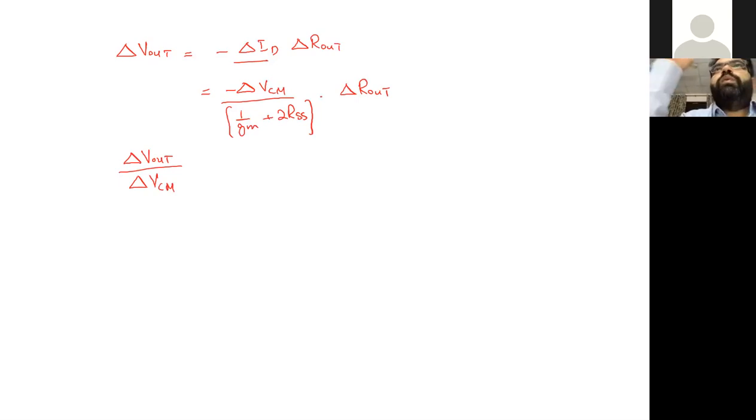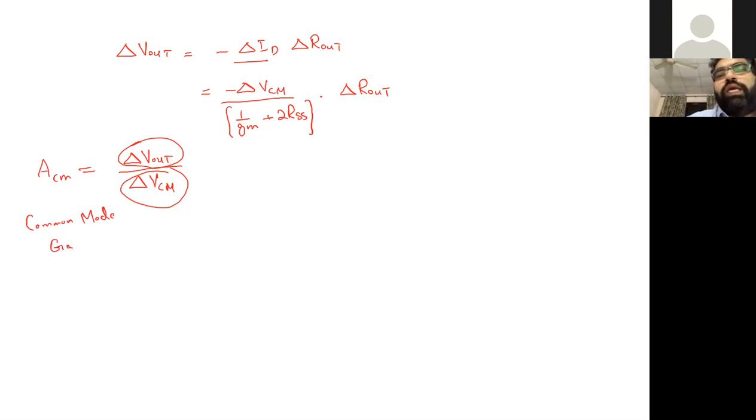What are we seeing? We are seeing the variation at the output by small common mode variation in the input, which I normally call ACM, common mode gain, from which we find the diff gain. So ultimately we find the common mode gain here. So what is the value of ACM? We have minus, it's again an inverting configuration, minus delta R out.